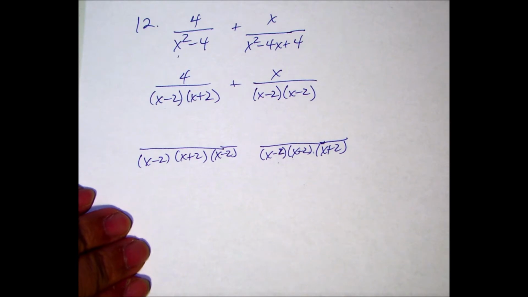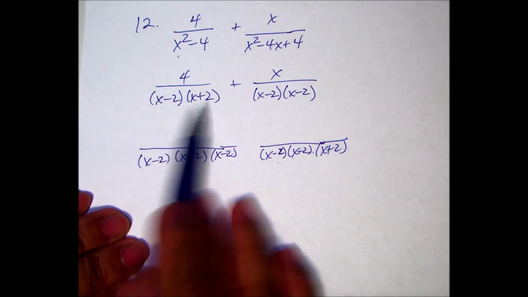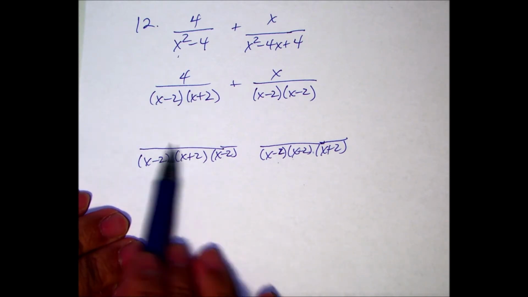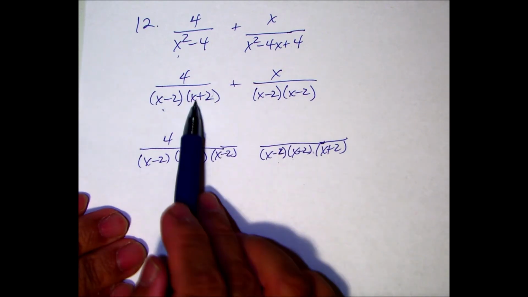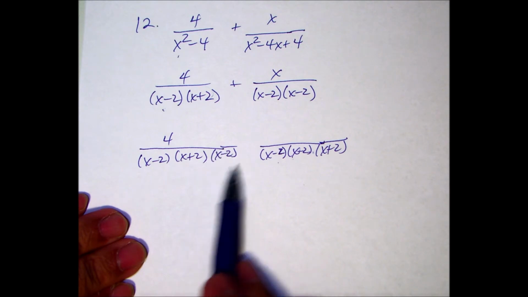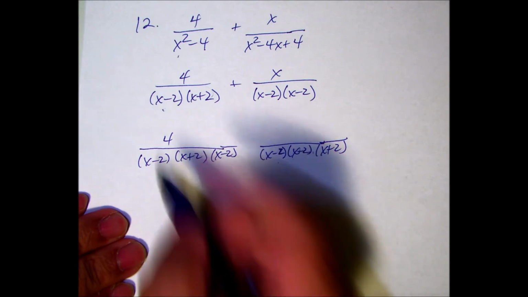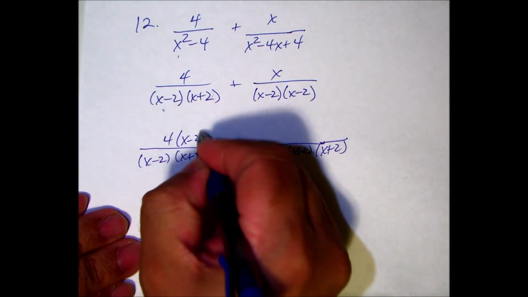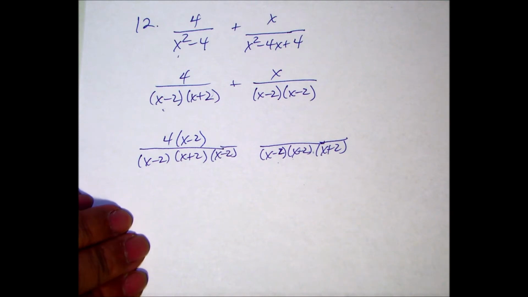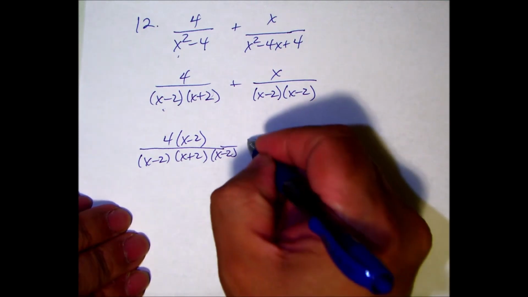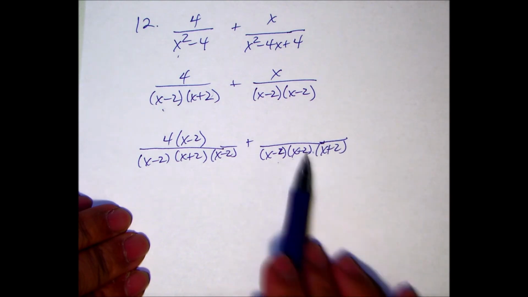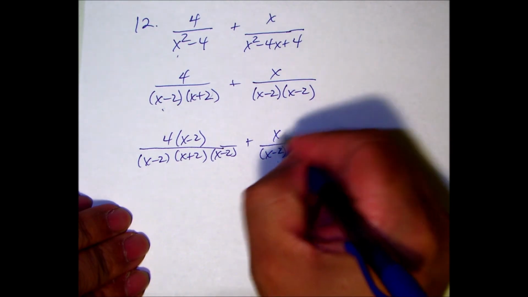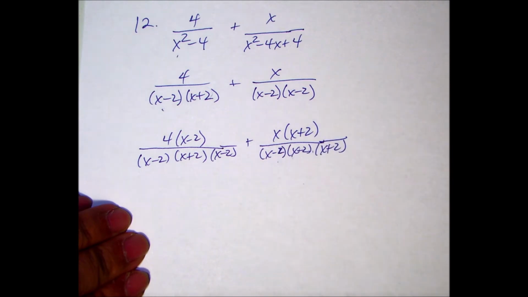Okay, so what I've done is change the denominators to the common denominator. So going from here, x minus 2, x plus 2, to here, I've got a new factor of x minus 2. So I'm going to put that in the numerator. Now, coming over here, what's the new factor here? It's the x plus 2. So I need to multiply the numerator by x plus 2.